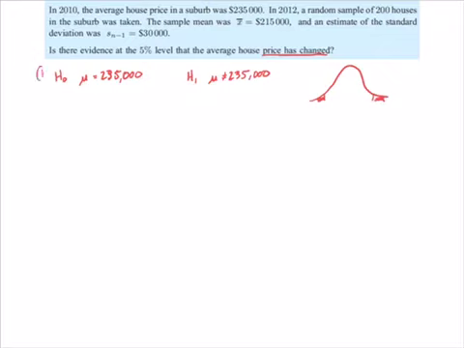That was step one, state the null hypothesis. Step two, we want to state the distribution. In this situation, because I don't know the standard deviation, right? I've got a sample standard deviation and an estimate of that, but I don't know the population standard deviation. So in this case, I'm going to have to use a t distribution.